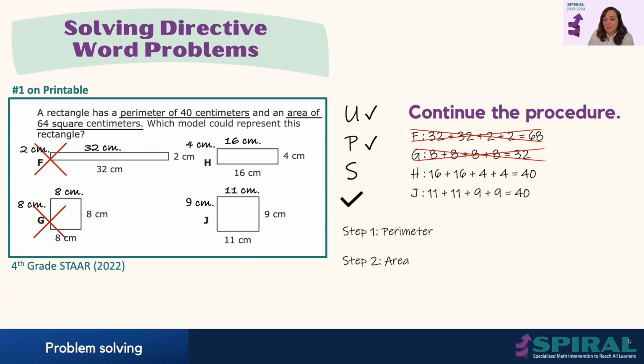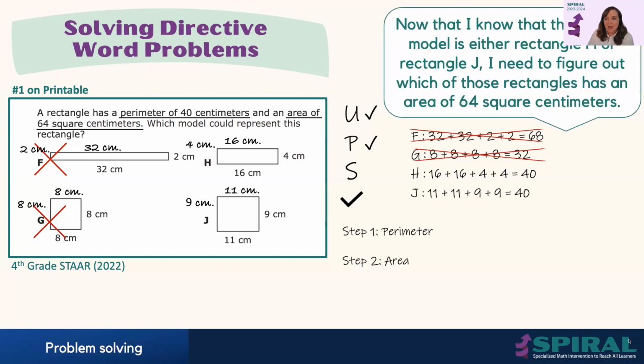I have finished step one, which was a focus on the perimeter. So now it's time for me to focus on the area. That's step two. Now, I don't have to do that for F and G because we've already crossed those out. Those don't apply. They do not have a perimeter of 40 centimeters. So let's see which of these has an area of 64 square centimeters.